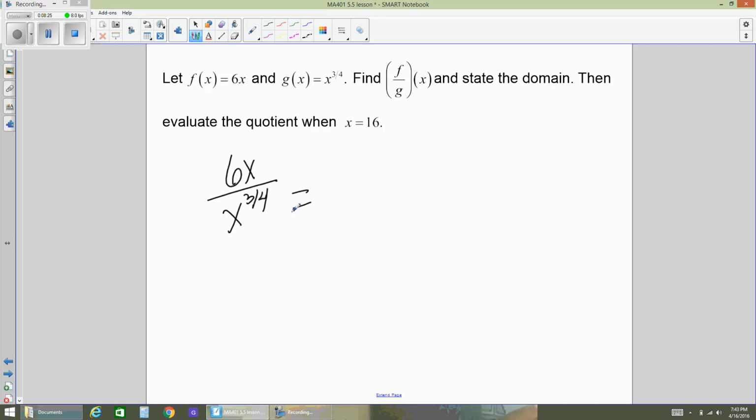And did you remember that when you are simplifying division, it is subtraction? So this is really 6x to the 1 minus 3/4 all over an invisible 1. Okay, look at your cheat sheet if you need to remember the rule. Talk to each other. Remember the previous lesson. And now what we're going to do is say that that is just 6x to the 1/4. Okay, that's great. Now let's talk domain.